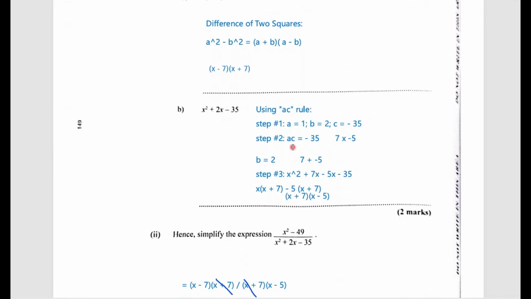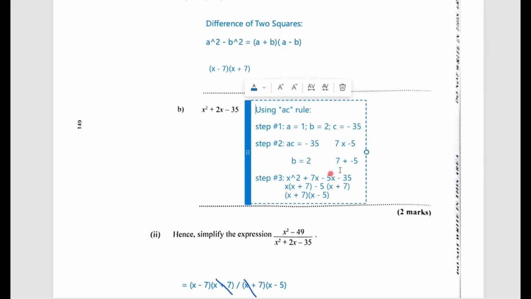Step 2 is where we determine AC. And AC is 1 by minus 35, to give you minus 35. And we have b with it.